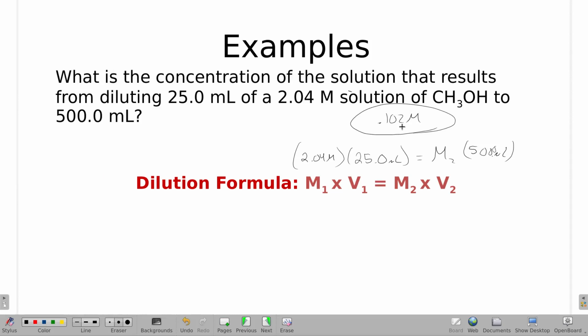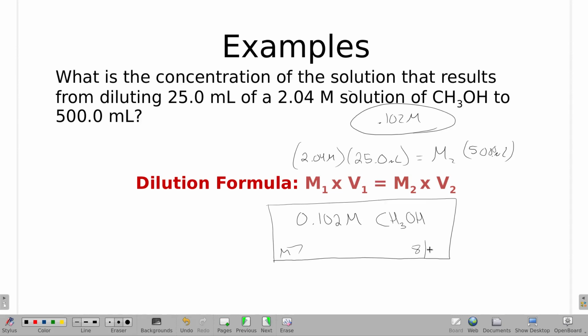As a matter of fact, if we were going to put that onto a label for our chemistry lab, we would probably write 0.102 molar, and then we'd actually say what it is. And then, if this is a full label, we're going to put our initials so everybody knows who made it, and then I'll date it. Let's see. This is close enough to August.